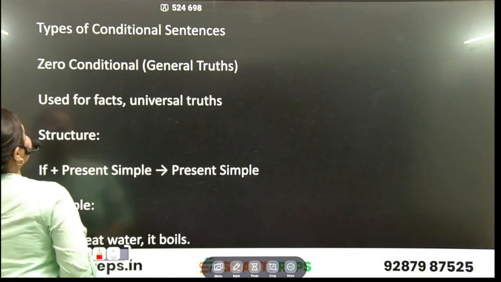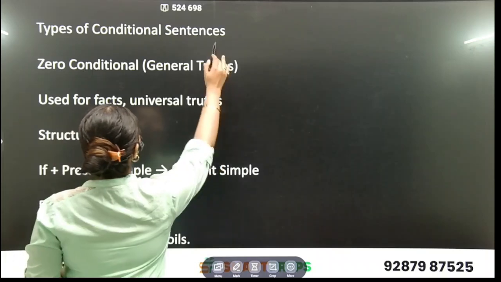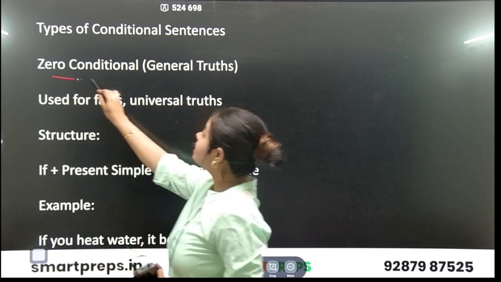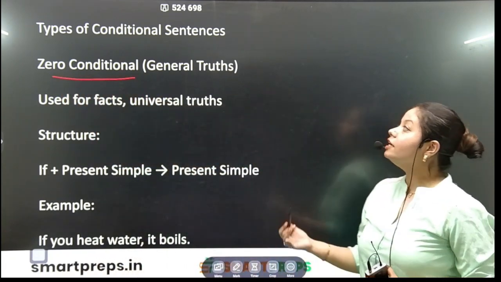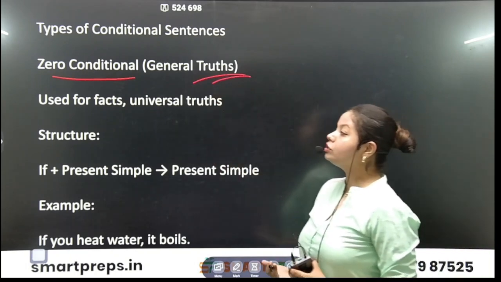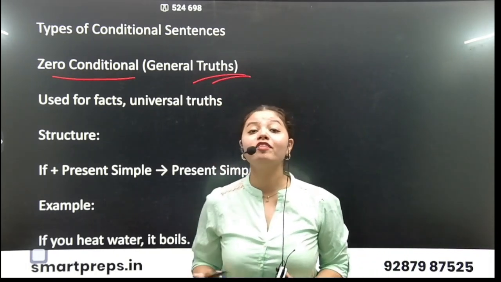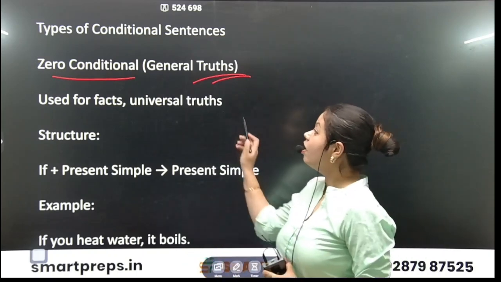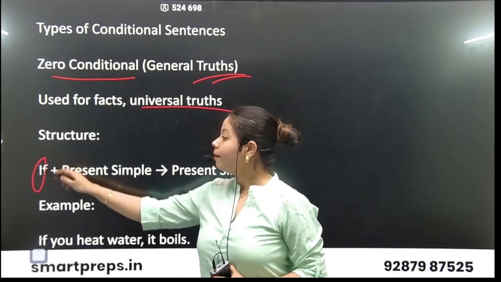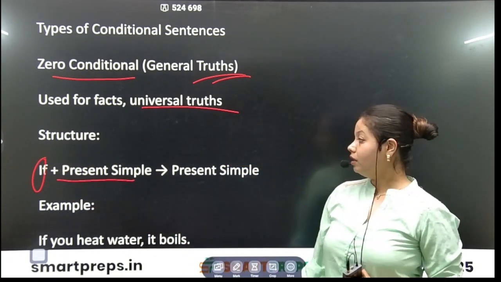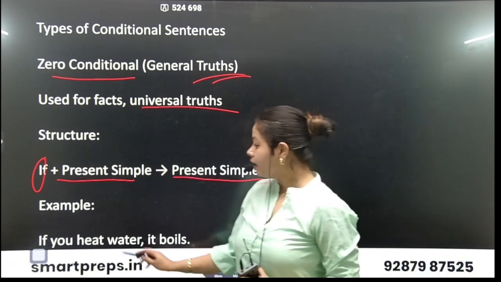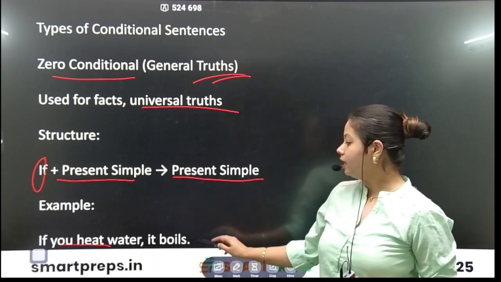Now let's understand the various types of conditional sentences. First is zero conditional. Zero conditional sentences are used for general facts, general truths, universal truths. The structure will be if plus present simple tense. So, for example, if you heat water, it boils.